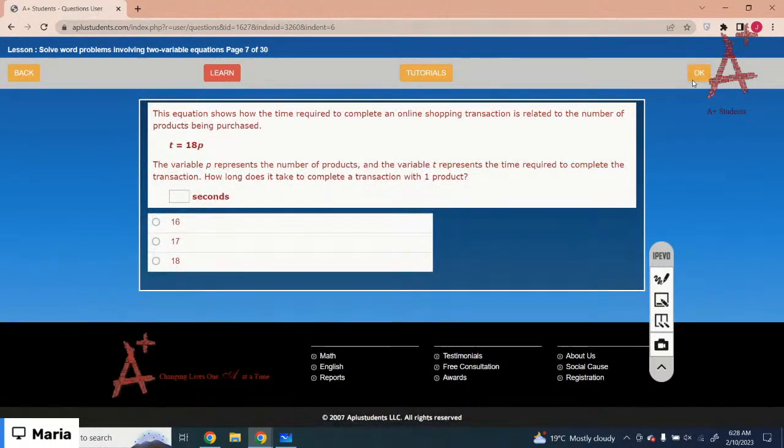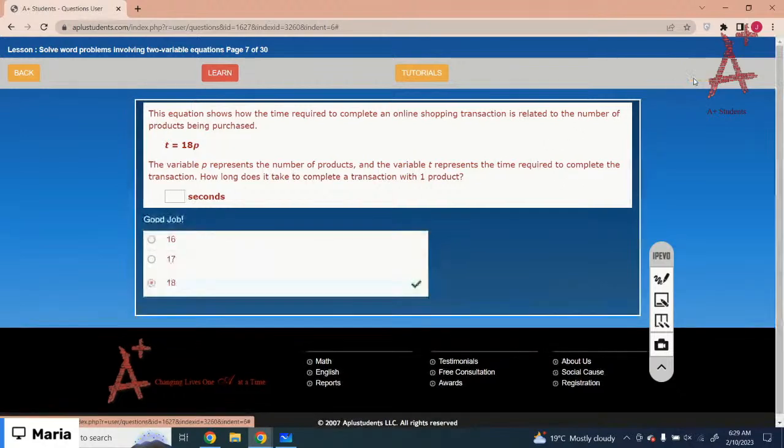Okay, the next one is this equation shows how the time required to complete an online shopping transaction is related to the number of products being purchased. T equals 18 times P. The variable P represents the number of products and the variable T represents the time required to complete the transaction. How long does it take to complete a transaction with one product? So just replace the P with the value. So P equals 1. So 18 times 1 equals 18. Got it? So the correct option is 18. Just select the correct option, then click on the OK button.